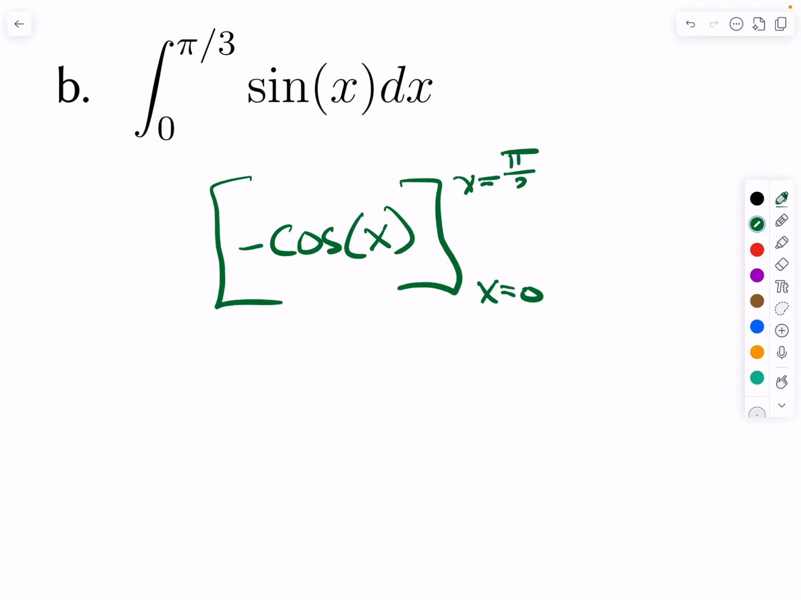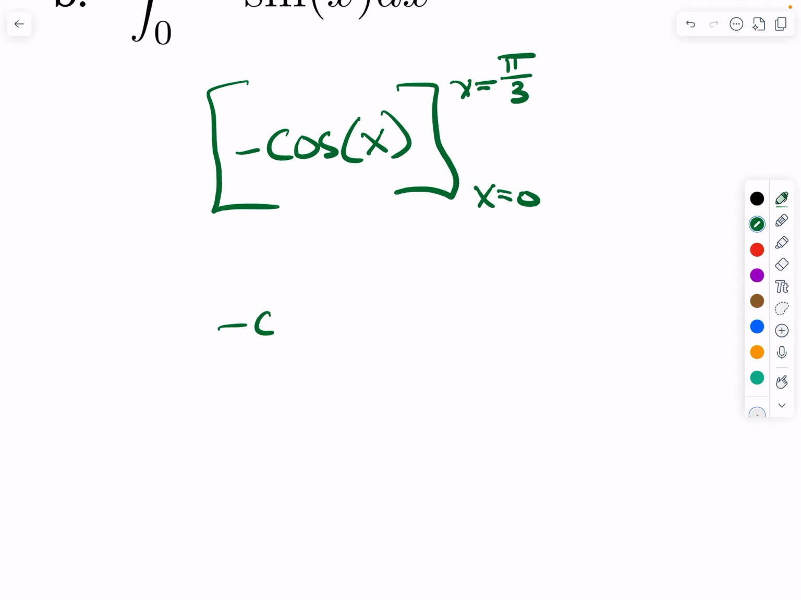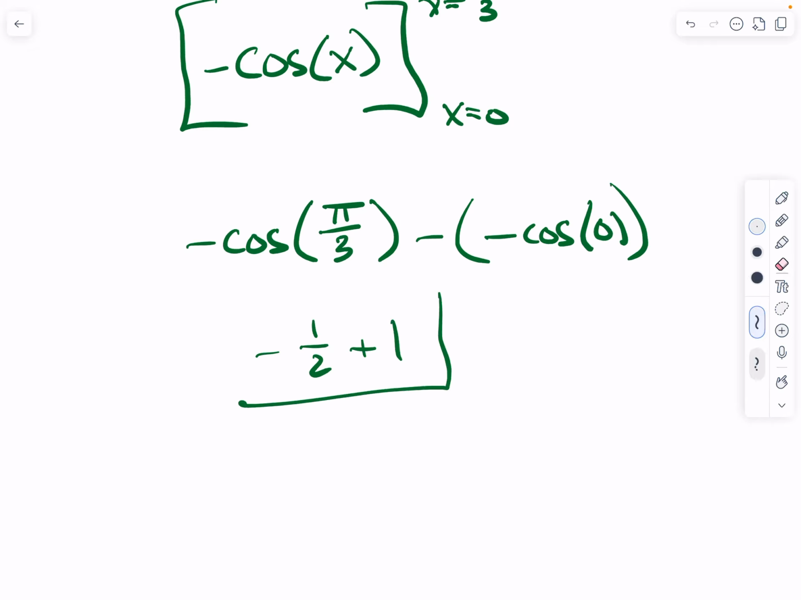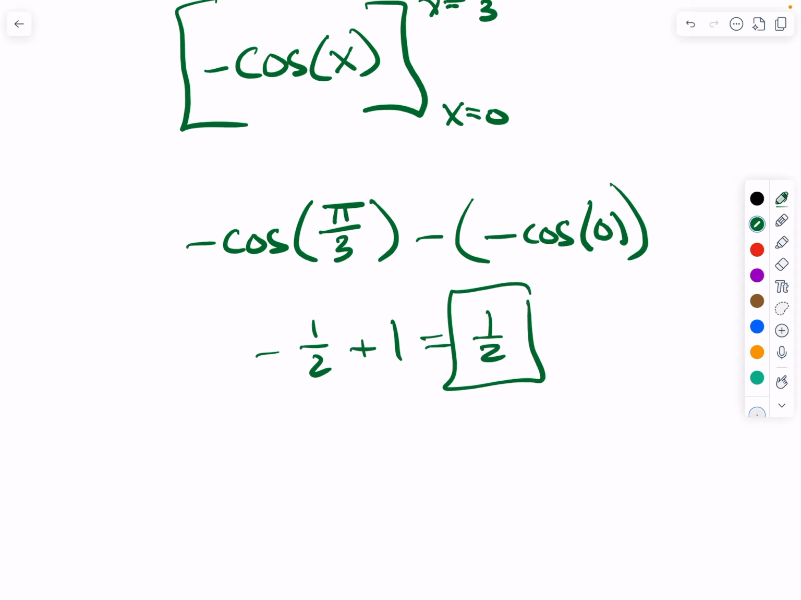Now let's plug in our limits. So we're going to plug in the pi over 3 minus negative cosine of 0. So let's see, that's going to be, the cosine of pi over 3 is 1/2. And then double negative. Oh, why am I boxing that? Let's box this. All right, that's it.